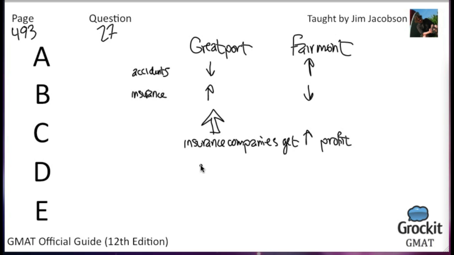So, in order to evaluate the argument, what would we need to compare between Greatport and Fairmont? Because on the surface of it, if there are fewer accidents and they're collecting more money from each person, it sounds like they would be paying out less money. The way that the insurance company would not necessarily be making a greater profit, in a sense to weaken it, would be if for some reason they had to pay out more money in some other way. Okay, so even though they're collecting more and there are fewer accidents, what if each accident is more expensive?